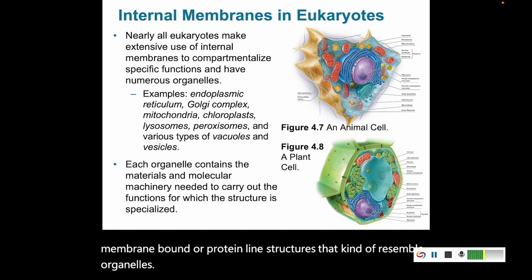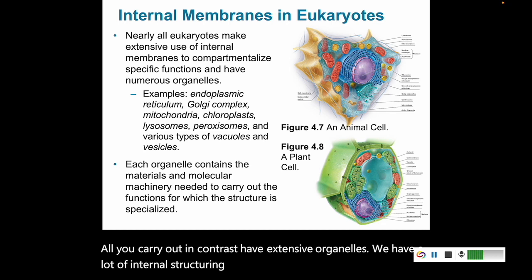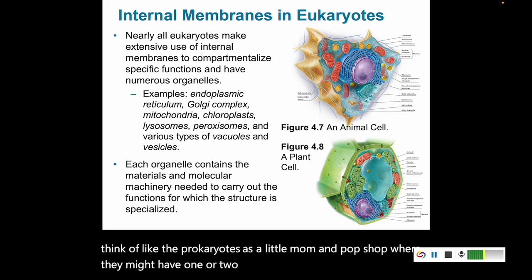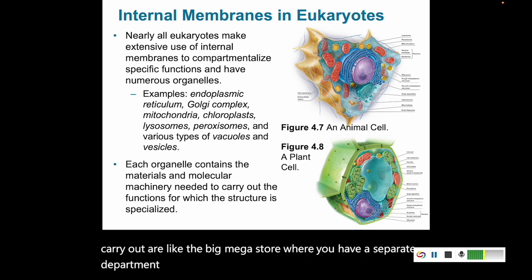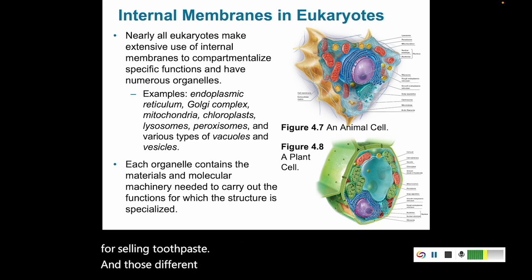All eukaryotes, in contrast, have extensive organelles. We have a lot of internal structuring and compartmentalizing. So you can think of the prokaryotes as a little mom and pop shop where they might have one or two employees who do all of the work. Eukaryotes are like the big mega store where you have a separate department for rotating your tires, and a separate department for selling diapers, and a separate department for selling toothpaste. And those different departments have specific tasks that the employees do in them.